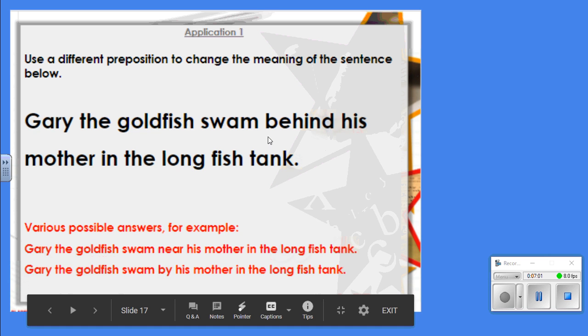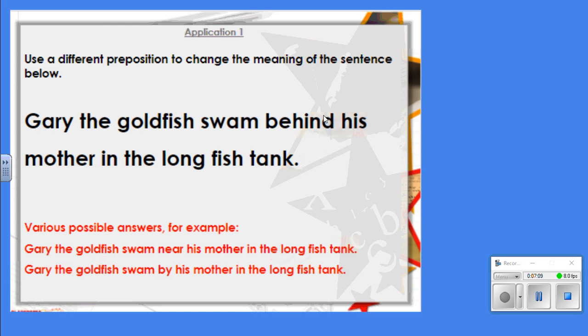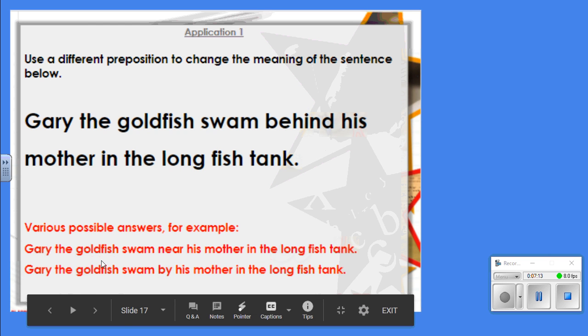So have a look back at your answer. It doesn't need to be the same as mine, but which preposition did you change it to? Read it back to yourself and check, does it make sense? And then if you're happy with your answer, let's move on to the next question.